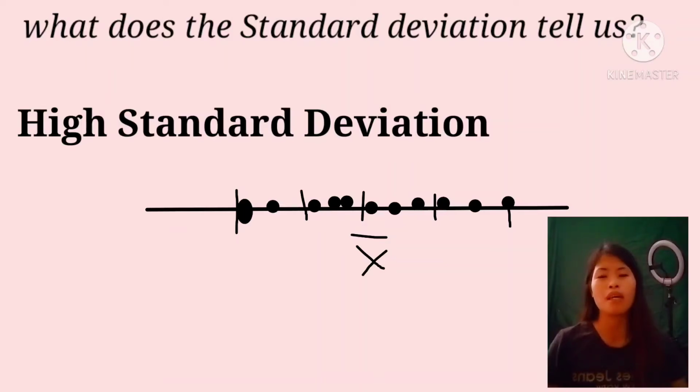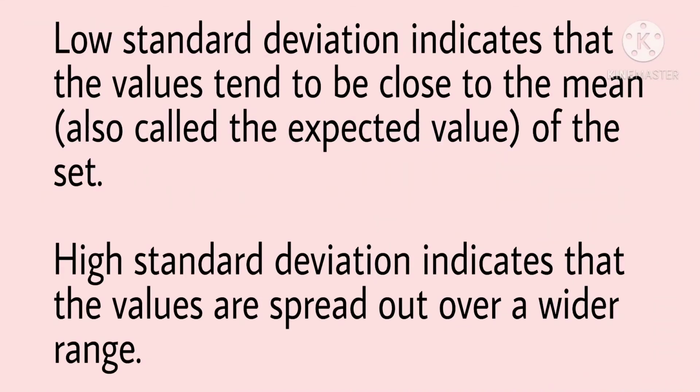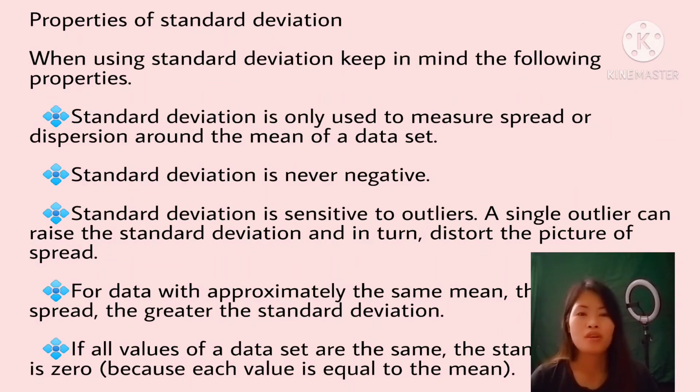This will be explained more by the next reporter on how to interpret the standard deviation below and above the mean. So the low standard deviation indicates that the values tend to be close to the mean, also called the expected value of the set, while high standard deviation indicates that the values are spread out over a wider range. So, properties of standard deviation.